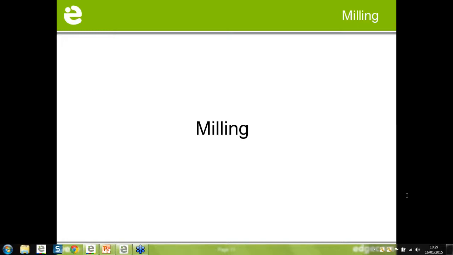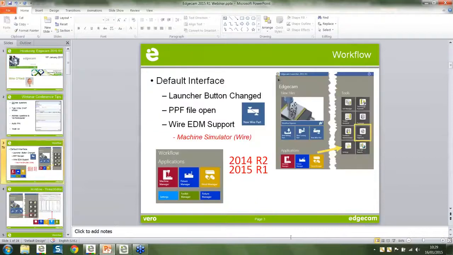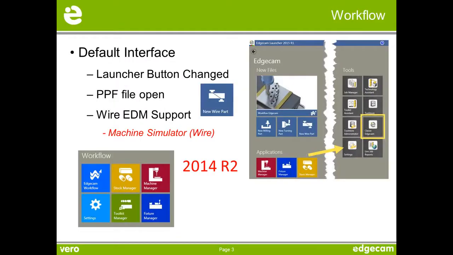And when you open an existing part created in Workflow, will it default to Classic? Well, the answer is no. We're now defaulting everything to open up in Workflow. But if you wish to, remember on the interface, we've still preserved the ability to do Classic. So if you did want to open up that part that you're asking, you would now go to the Classic Edgecam and open it. But by default, a PPF file would now open inside Workflow.